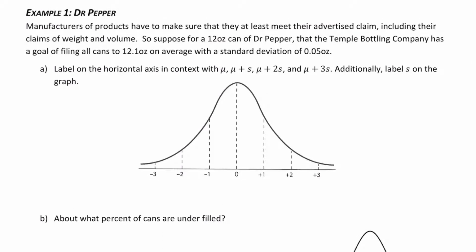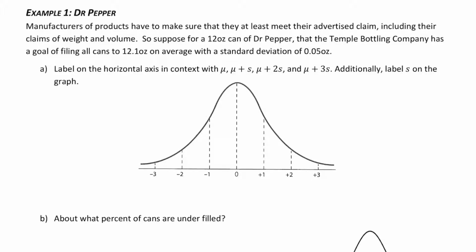All right, our example one is about Dr. Pepper. I'll go ahead and read it to you. It says, manufacturers of products have to make sure that they at least meet their advertised claim, including their claims of weight and volume. So suppose for a 12-ounce can of Dr. Pepper that the Temple Bottling Company has a goal of filling all cans to 12.1 ounces on average with a standard deviation of 0.05 ounces.